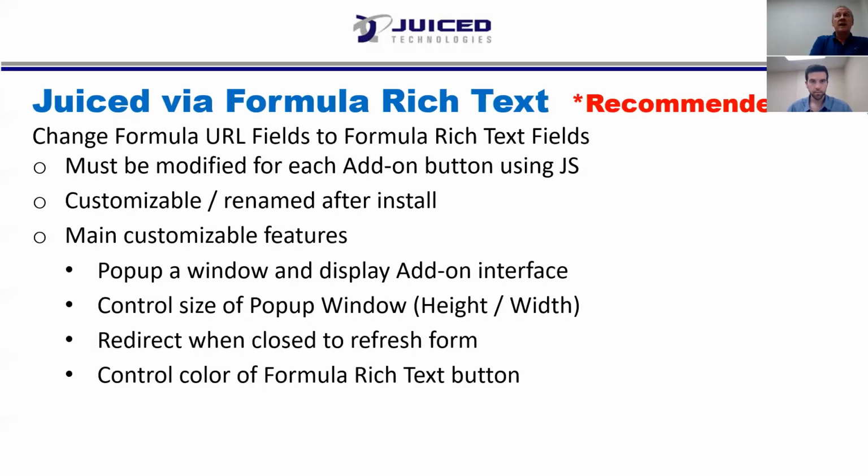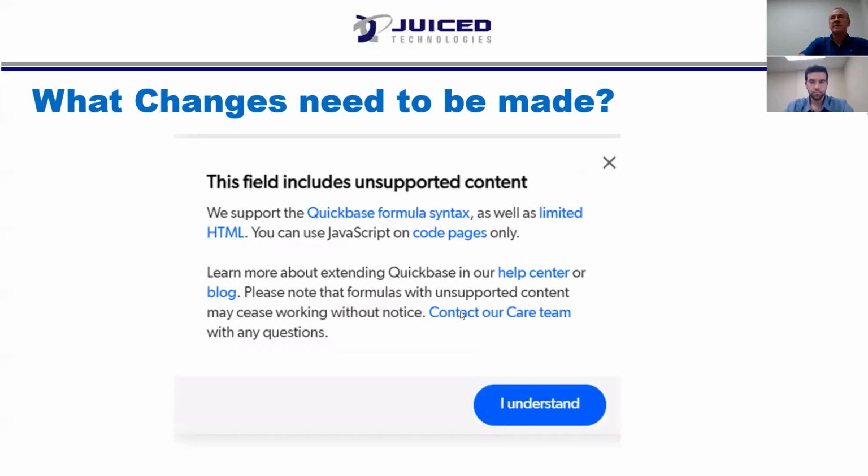So the recommended solution that we're going to put forward now is using our add-ons through formula-rich text fields. We're going to show you how to change the URL fields to become rich text fields or formula-rich text fields. We're going to talk about what else has to be modified within those formula fields, as well as show you how to customize it further by renaming it and controlling the size and the color, etc. So let's jump in to see what changes we need to make to get rid of this nasty message.